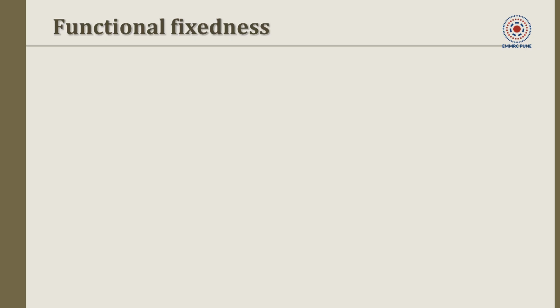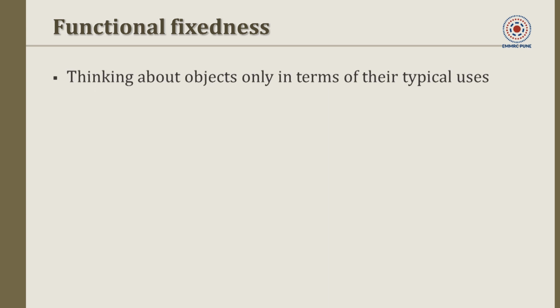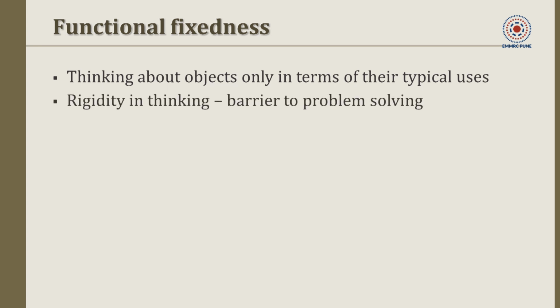Functional fixedness. This is a common hurdle when it comes to problem solving. Functional fixedness refers to thinking about objects only in terms of their typical uses, which leads to difficulty in problem solving. It is the rigidity in thinking, the belief that there is a fixed function for an object that acts as a barrier to problem solving.